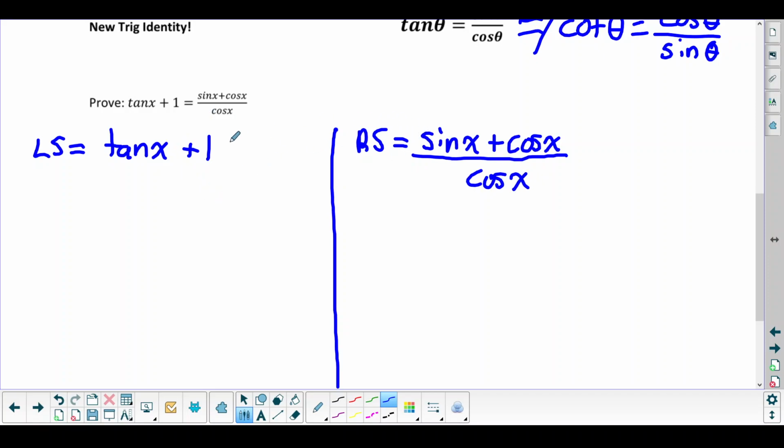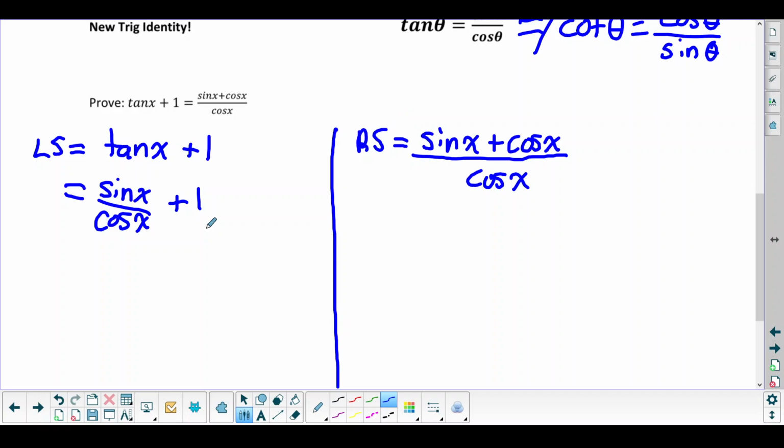Okay, so we should definitely replace this tan first. We want to write everything in sines and cosines. The right side's already in sines and cosines. So sine x over cos x plus 1. So the 1 we could write in sines and cosines as well, and maybe we will, but I don't know, do I want that to be sine over sine or cos over cos? Now that I see this, maybe there is something we could do there.